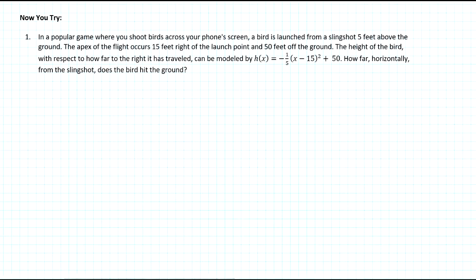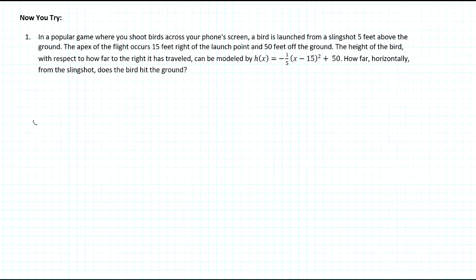So we have a popular game where you shoot birds across your phone screen. A bird is launched from a slingshot 5 feet above the ground. The apex of the flight occurs 15 feet to the right of the launch point and 50 feet off the ground. The height of the bird with respect to how far to the right it has traveled can be modeled by h of x equals negative 1/5 times x minus 15 squared plus 50. And we want to know how far horizontally from the slingshot does the bird hit the ground.